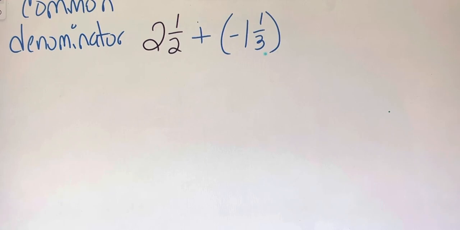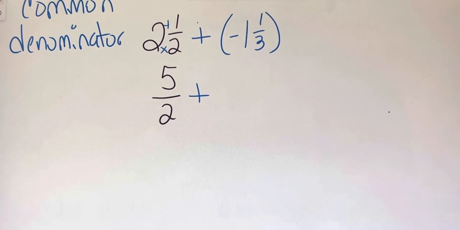Your first step is always to turn it into an improper fraction. To turn something into an improper fraction, I'm going to multiply the denominator by the whole number and then add the numerator. So 2 times 2 is 4, plus 1 is 5. So this becomes 5, and the denominator stays exactly where it was. Over here, I'm going to multiply the denominator by the whole number, so 3 times 1 is 3, and add the number on top, and I'm going to get 4/3. I'm going to write it like this. So now I have 5/2 plus negative 4/3.